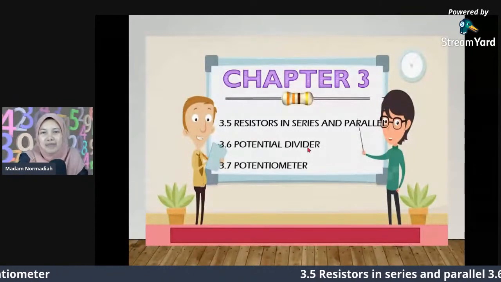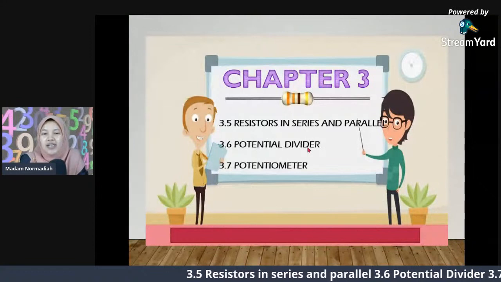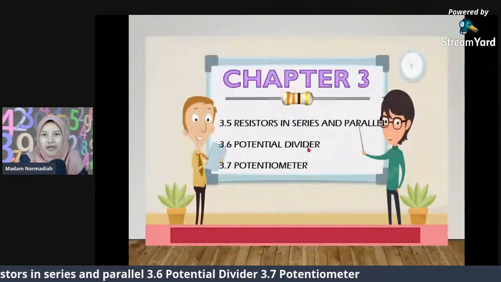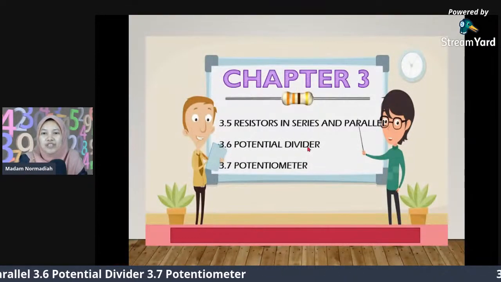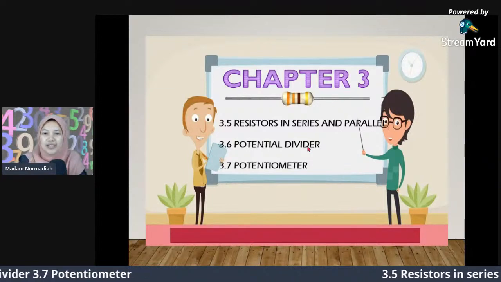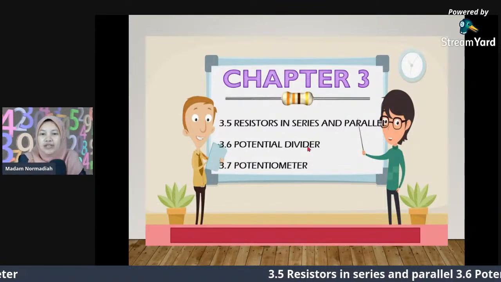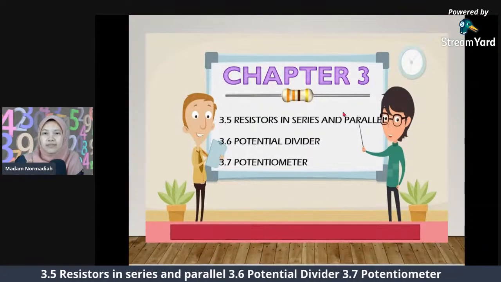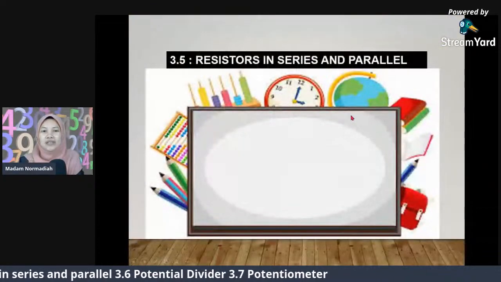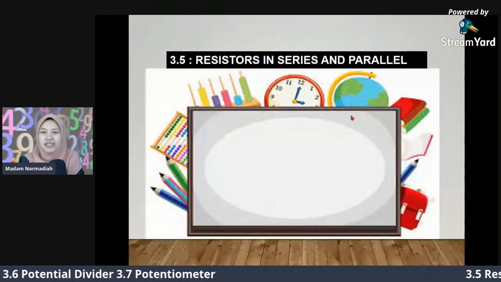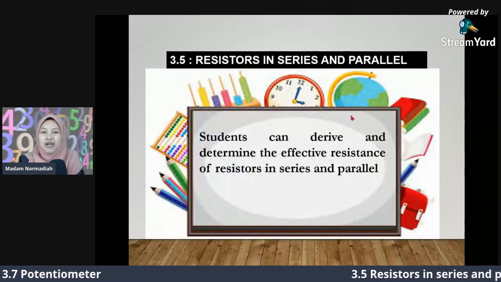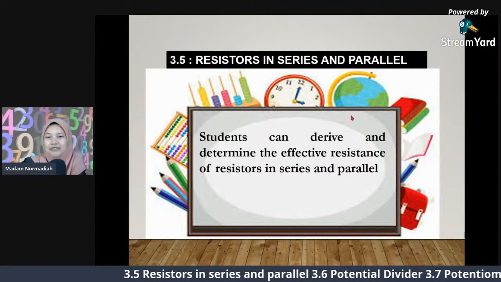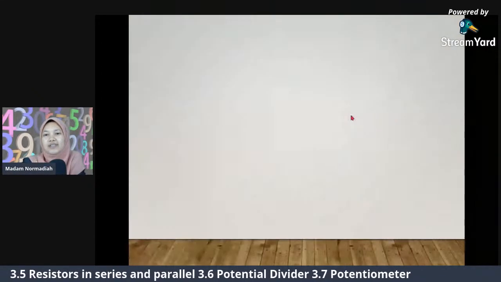With me, Madam Normadia binti Syafiee, your physics lecturer, and today I will discuss with you all about subtopic 3.5, which is resistors in series and parallel, 3.6 potential divider, and 3.7 potentiometer. Let me start with subtopic 3.5, resistors in series and parallel. The learning outcome for this subtopic: students can derive and determine the effective resistance of resistors in series and parallel.